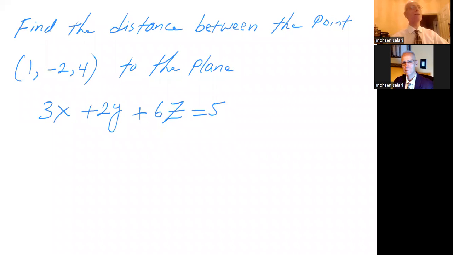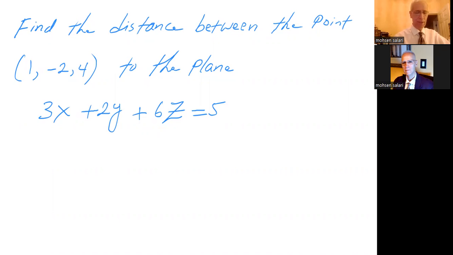Find the distance between the point (1, -2, 4) and the plane 3x + 2y + 6z = 5. There are two ways of doing this, a short way and a little bit longer way, and I'm going to show you both, and it is up to you which way you want to do this.